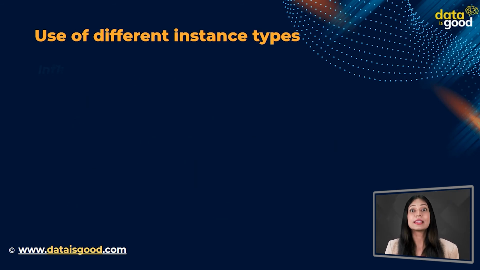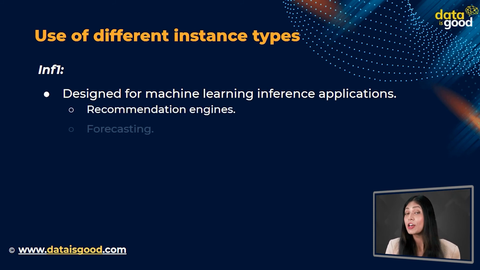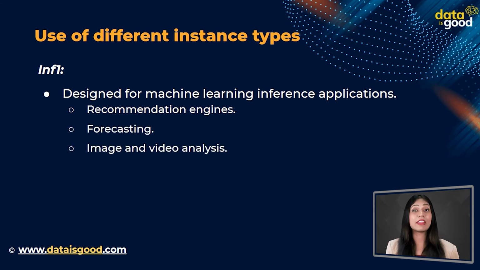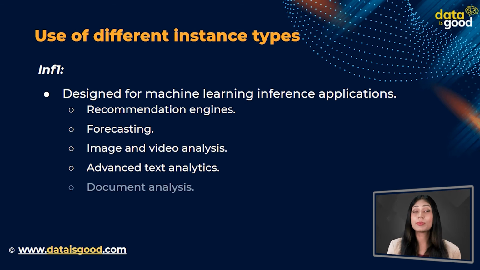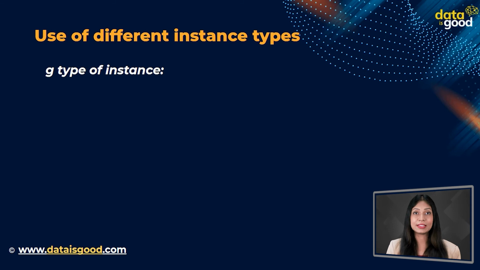Type of instance, Inf1. Inf1 instances are a subset of EC2 instances designed for machine learning inference applications such as recommendation engines, forecasting, image and video analysis, advanced text analytics, document analysis, voice and text analytics, conversational agents, translation, transcription, and fraud detection.